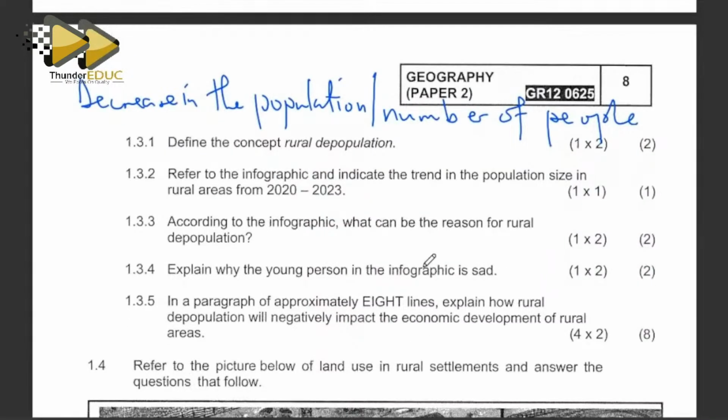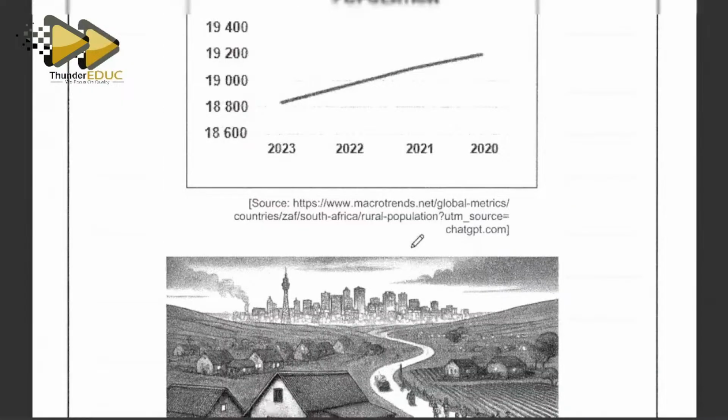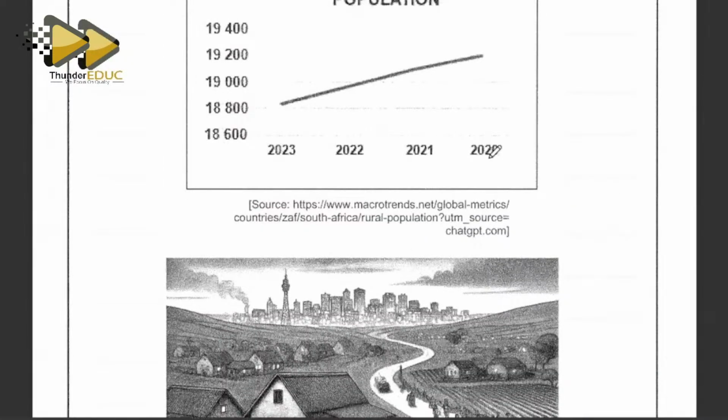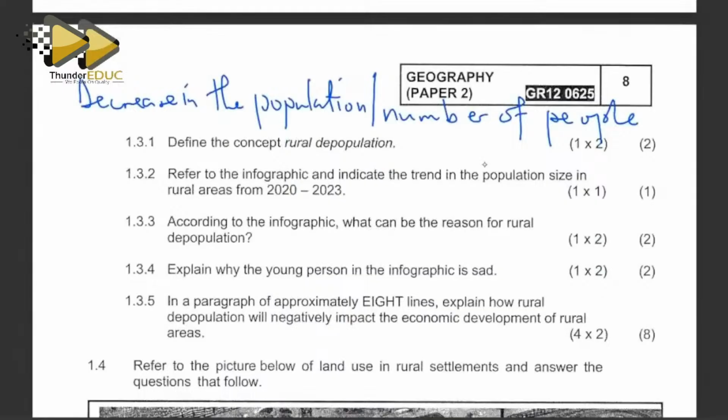Refer to the infographic and indicate the trend in the population size in rural areas from 2020 to 2023. If we check here, in 2020 our graph is here, and in 2023 our graph is there. These are our years, and these are our figures or statistics of the numbers of people. So what's the trend there? The trend is decreasing. From 2020 to 2023, the number of people staying in rural areas is decreasing.